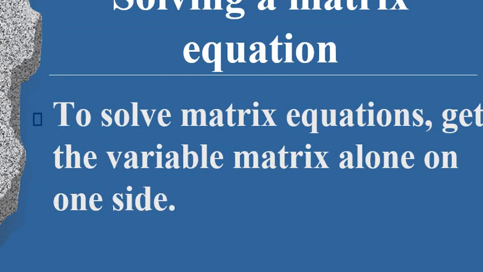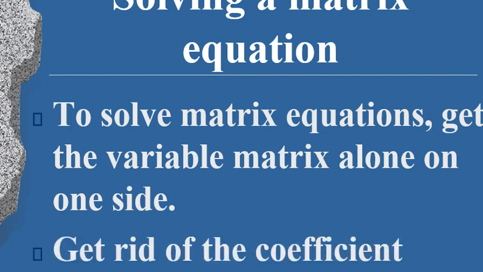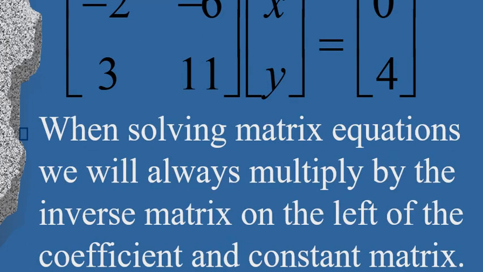So we're going to talk about solving matrix equations. To solve the matrix equation, get the variable matrix alone on one side. Get rid of the coefficient matrix by multiplying by its inverse. If you missed writing all this down, don't worry about it. We'll do an example, which I think will be better. When solving matrix equations, we will always multiply by the inverse matrix on the left side of the coefficient and constant matrix. Remember, the commutative property does not hold.